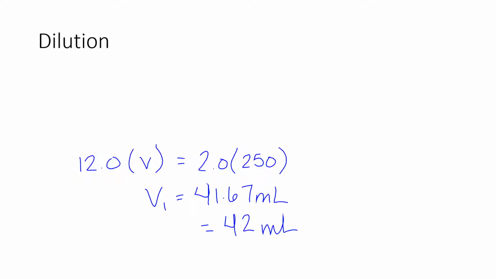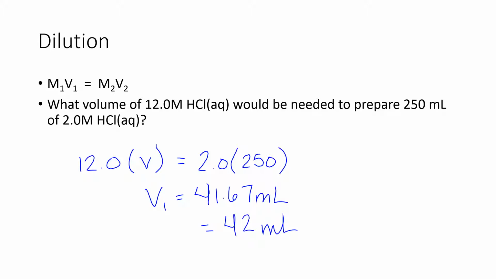Let's look at an example of a dilution. Remember our formula is M1 times V1 equals M2 times V2. Here's our problem. It wants to know what volume of a 12 molar hydrochloric acid solution would be needed to prepare 250 milliliters of a 2.0 molar hydrochloric acid solution. So it's our same solution. We already said with dilutions, we start with the same number of moles. The only thing that is going to change is the volume and molarity. So our beginning molarity is 12 molar. That's what it would actually come shipped from the company as.